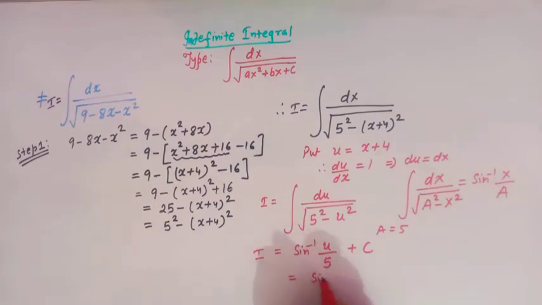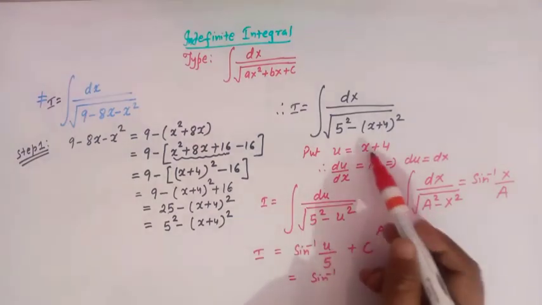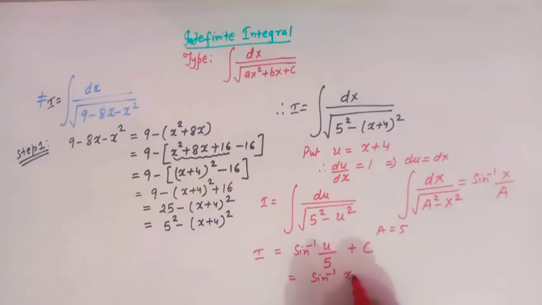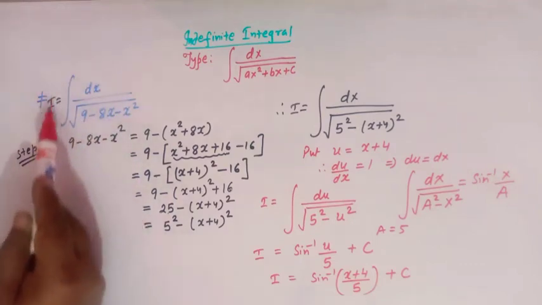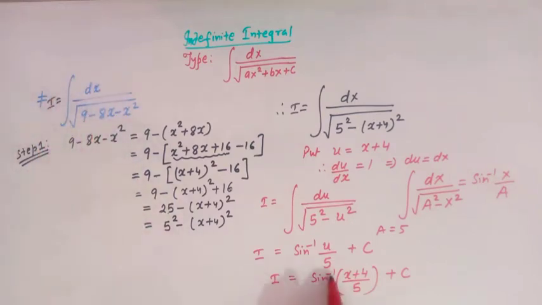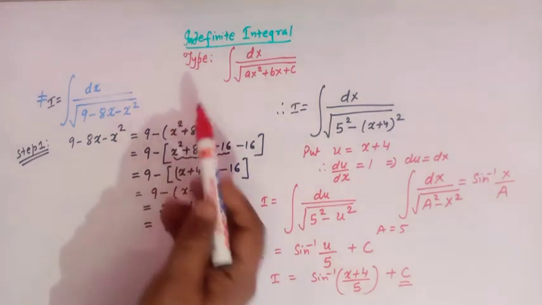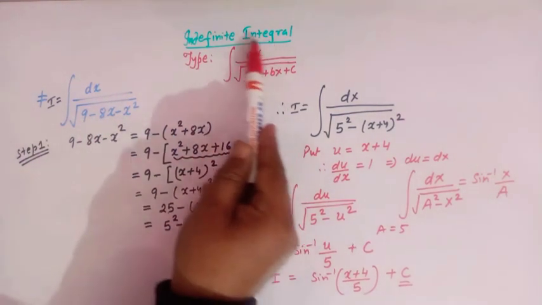Now we can replace this u by x plus 4, so we have x plus 4 over 5, and plus c. So the integral of this function is given by sine inverse x plus 4 over 5 plus c, where c is the constant of integration. So viewers, this is how we solve an integral of this type.